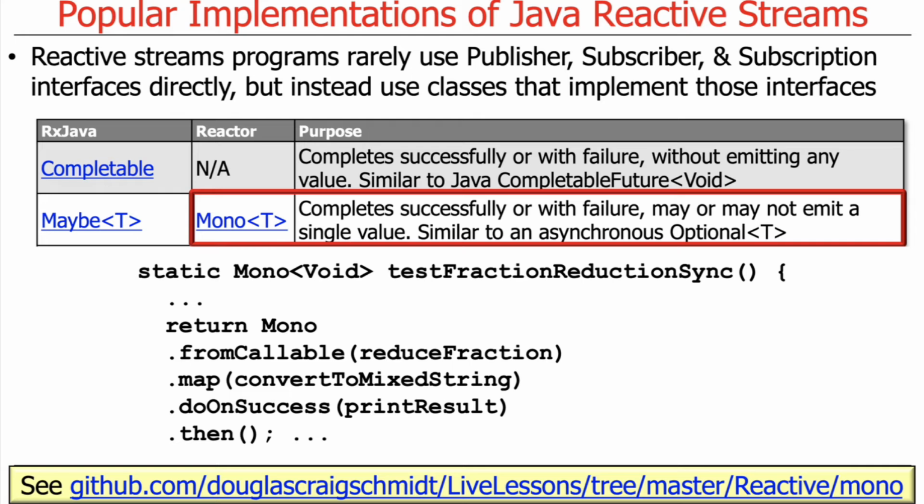We're going to have a reduced fraction, which we're going to convert into a mono, and then we're going to convert that reduced fraction to a mixed string, and then we're going to go ahead and print the result. So this looks a little bit like a stream, a little bit like a completable future, and we'll talk more about how it works later.